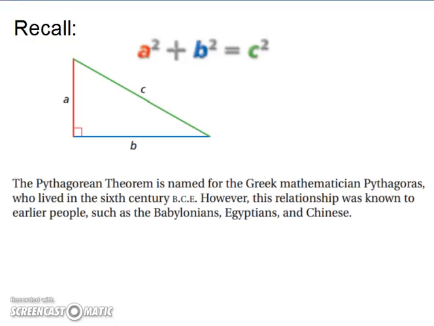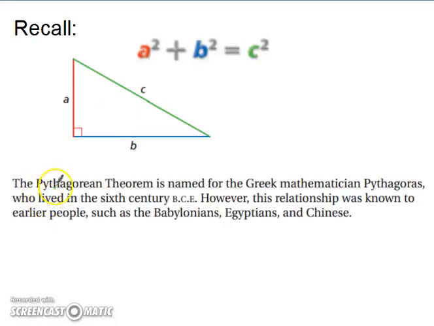Recall that the Pythagorean Theorem is the formula a squared plus b squared equals c squared. It is very important to make sure that your c is the longest side of your triangle. It doesn't matter which one a or b are, but c is your hypotenuse. C is the longest side. It has to be that way. It can't be any other way.